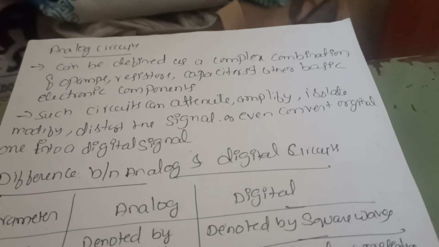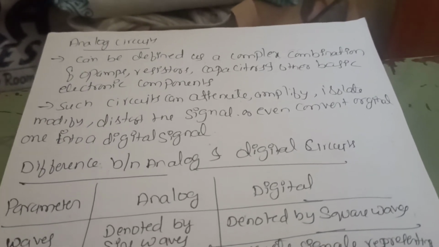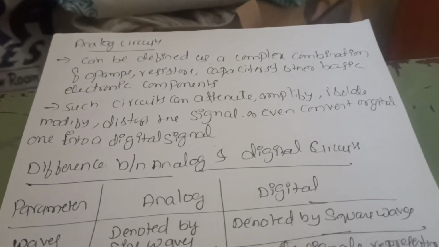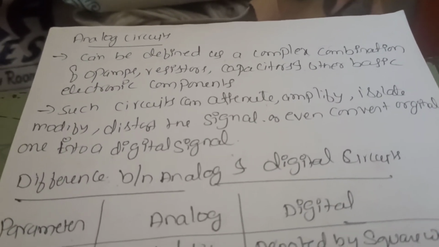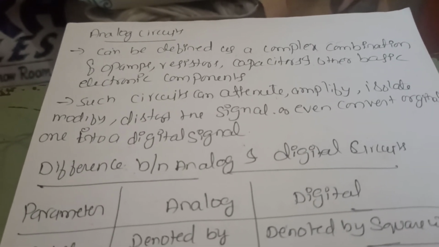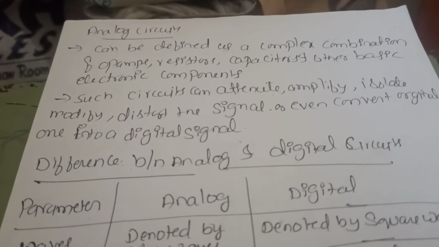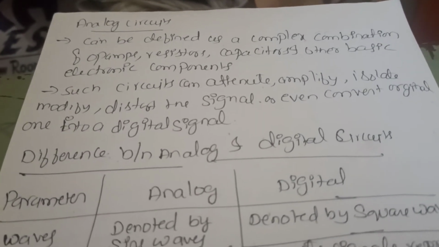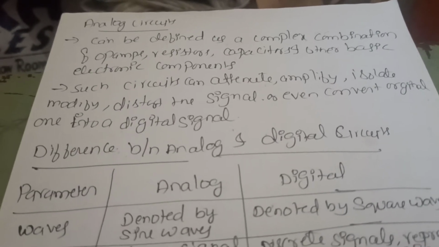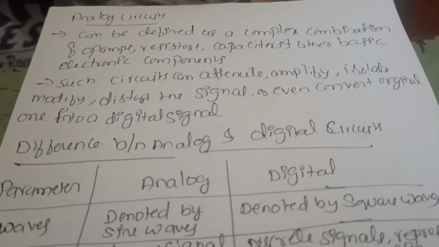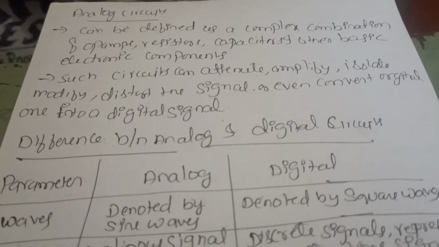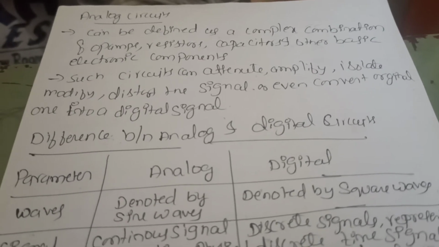So an analog circuit is a combination of both active and passive components. Hence I am going to define the analog circuit as a complex combination of the op amps, resistors, capacitors and other basic electronic components. Either it can be op amps connected with resistors and capacitors, or transistors connected with resistors and capacitors. So what are the functions of this analog circuit?